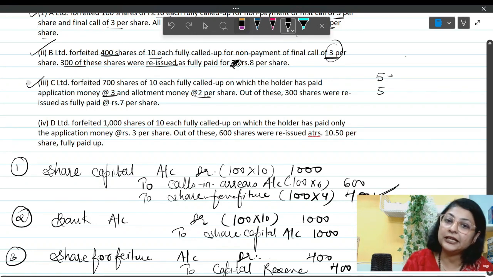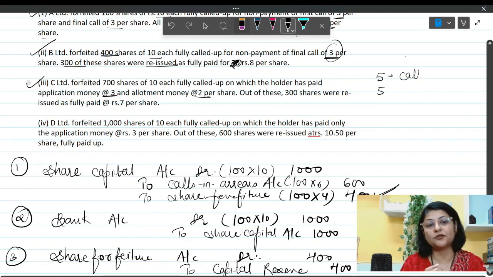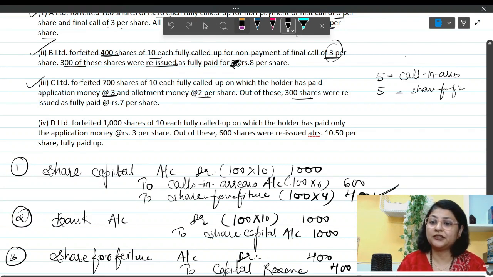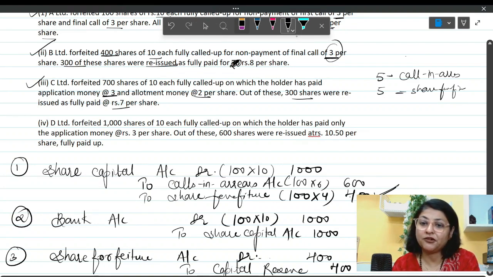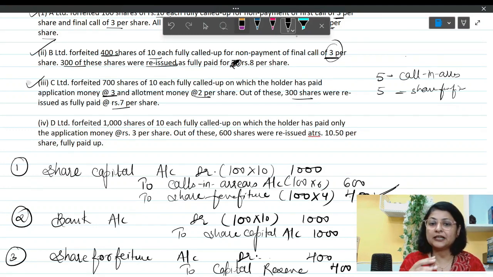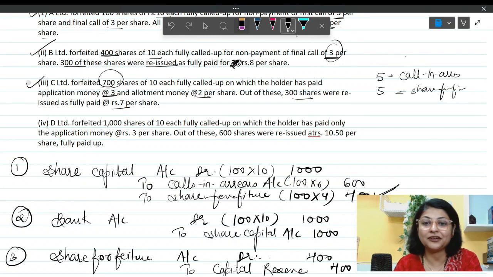So while reading only, I will understand that 5 rupees has to go to calls in arrears account, and remaining 5 rupees has to go to share forfeiture account, means 50% each. Okay, out of these, 300 shares were reissued as fully paid up for rupees 7 per share. This time also we are giving them at a discount, 7 rupees per share, means there is 3 rupees discount offered by the company on reissue of this share, and the number of shares is 700 over here.